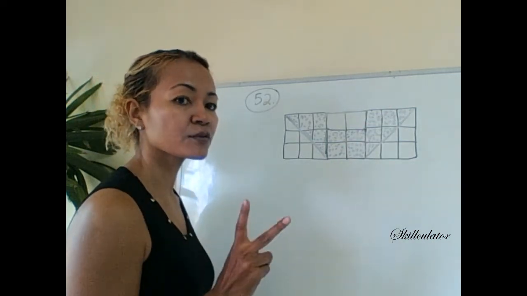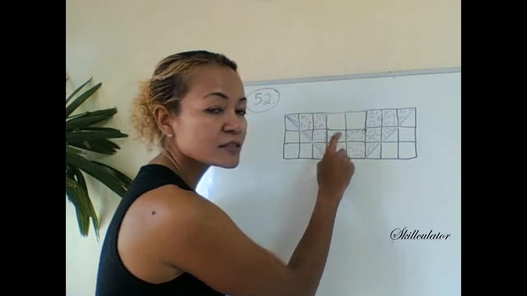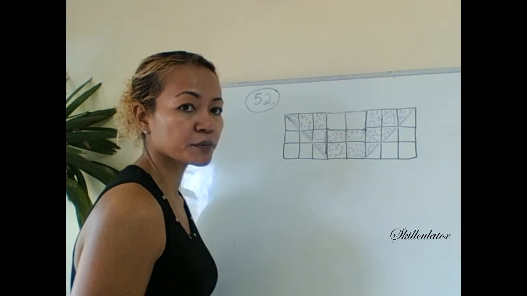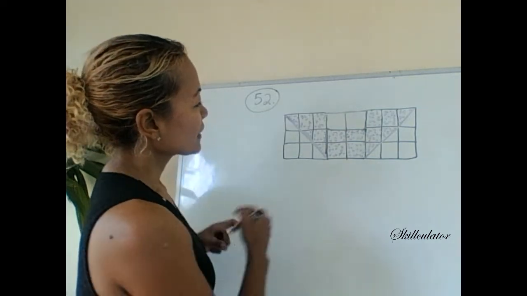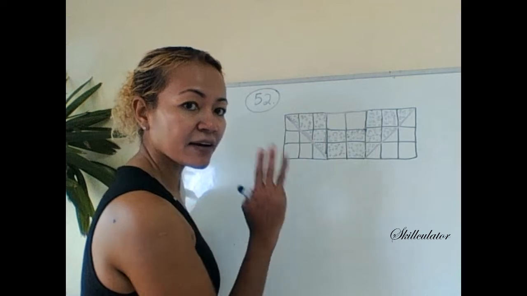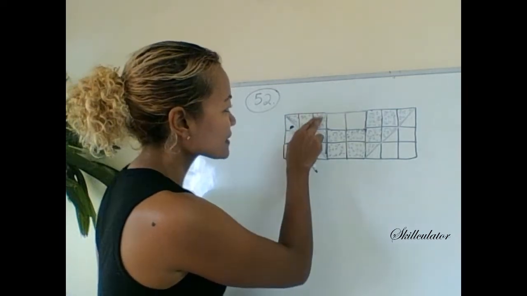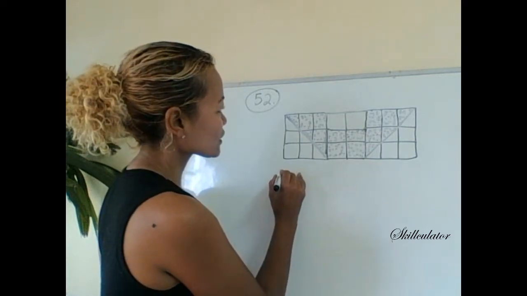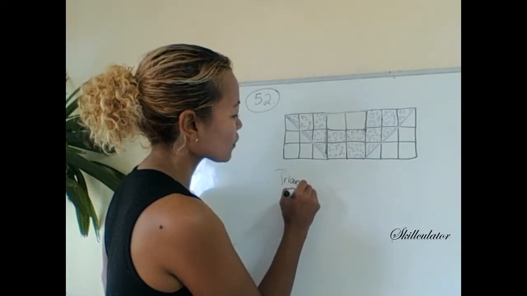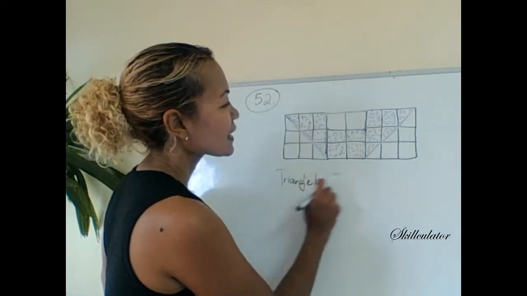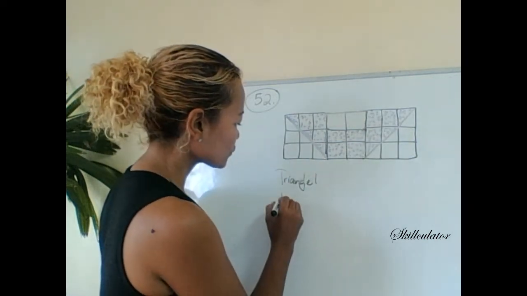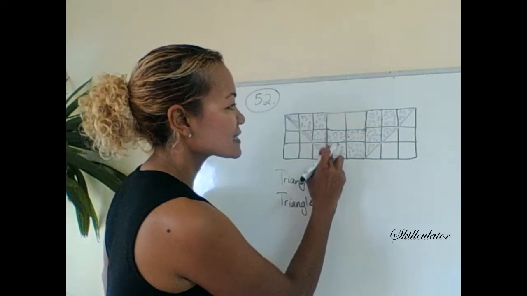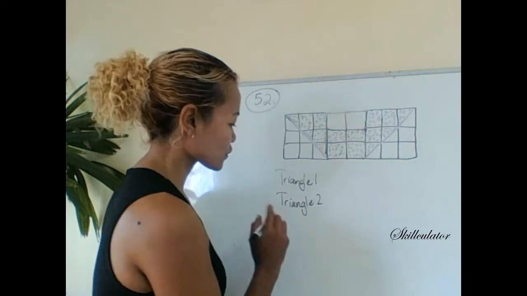Okay, so there are 2 ways to approach this question. You can count them individually, or you can find out the answer by using a formula. So let's divide this area into 3 parts. This triangle here, right? So this triangle 1, that is triangle 2, and this little square in the middle is the square, right?